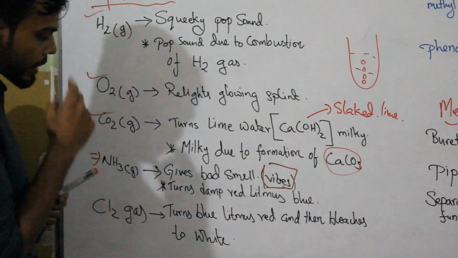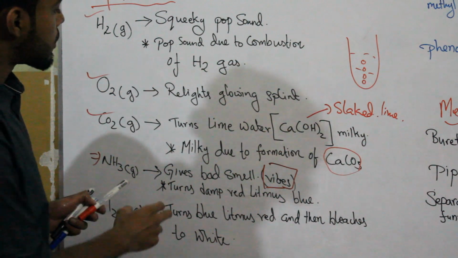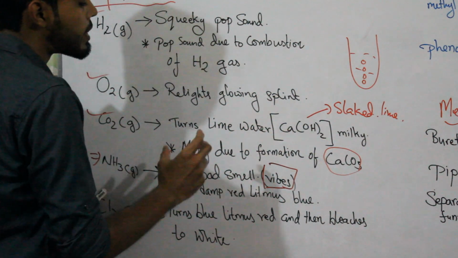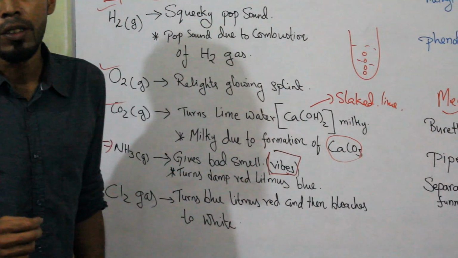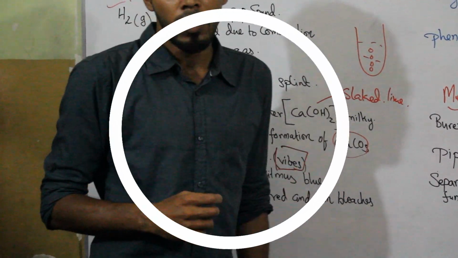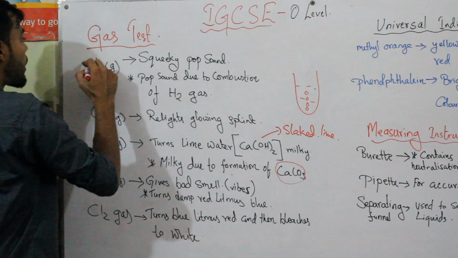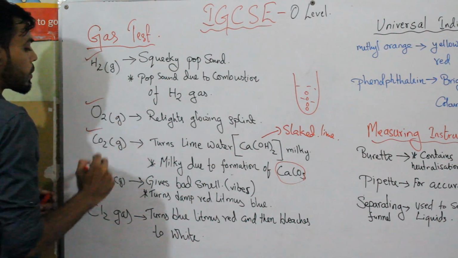There is another type of test. Ammonia turns damp red litmus paper into blue. Red litmus paper into blue. আমাদের কি গ্যাস শেষ হলো? Hydrogen over, oxygen, carbon dioxide.